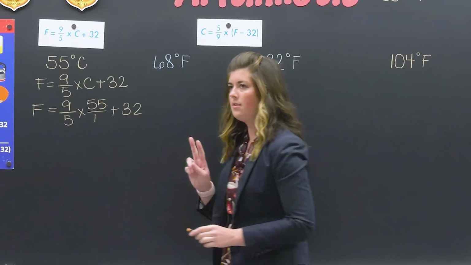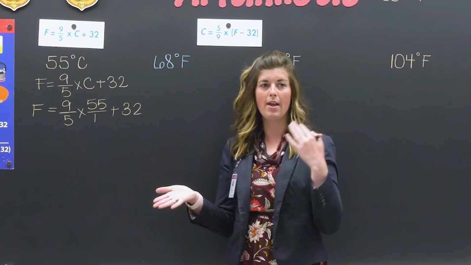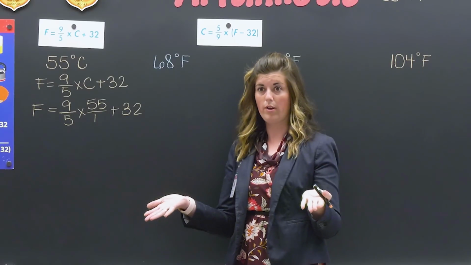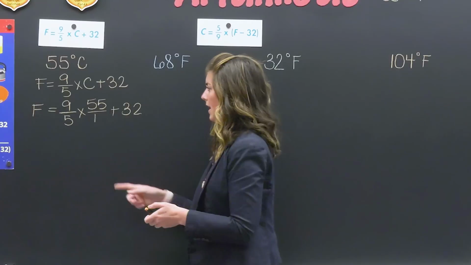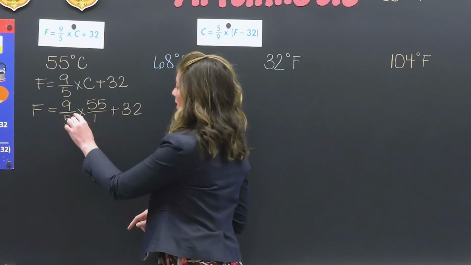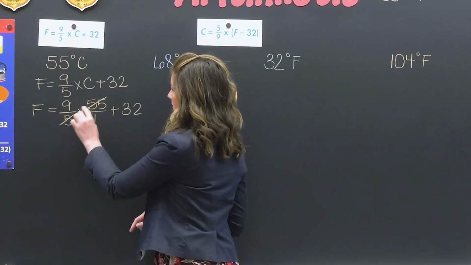Okay? There's two things that are important. We have multiplication and we have addition. Abby, which one is more important? Multiplication. So we're going to multiply first. So I'm going to cancel. I'm going to cross out the 5 and the 55.